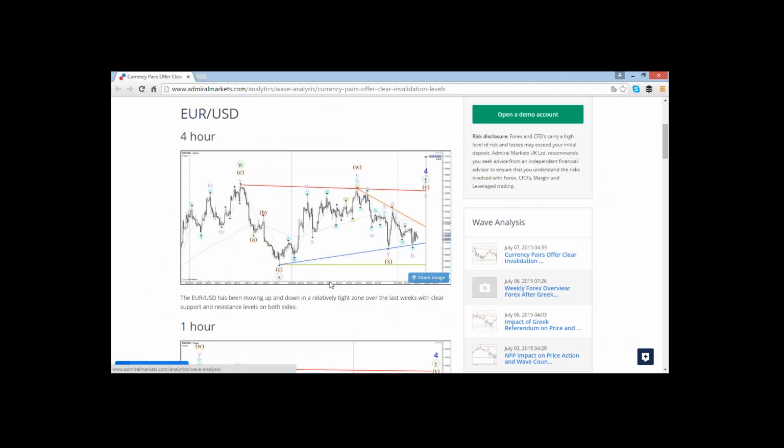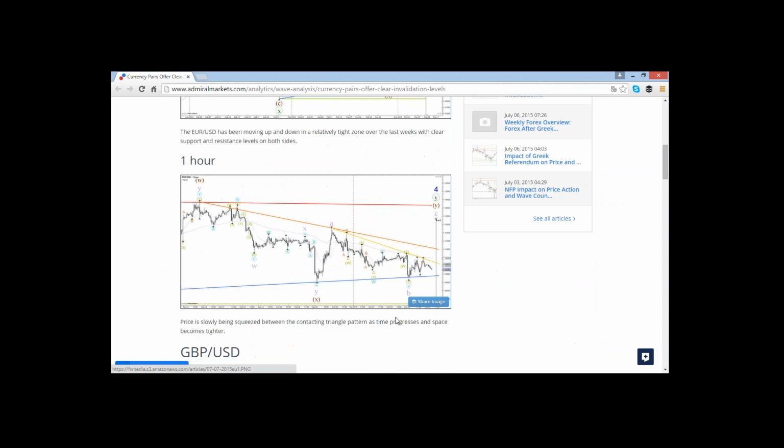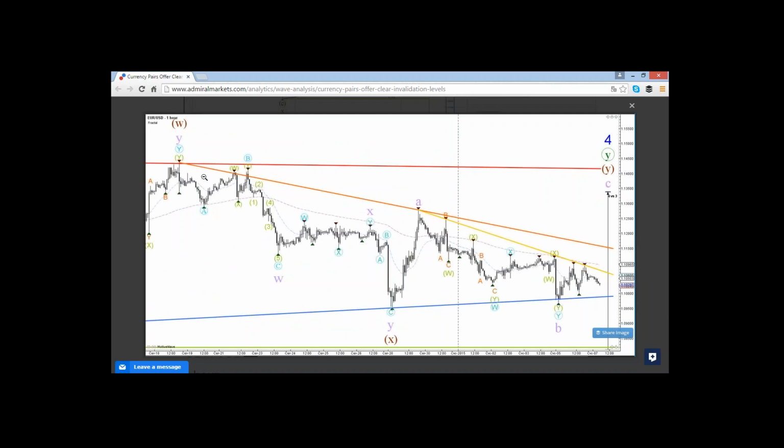So from a 1 hour point of view, it looks like this. And it's the same story. It's all kind of corrections here. Here we have an ABC and another ABC, and we have an ABC and an ABC. And what is this? I didn't label it on purpose, because it could be anything.